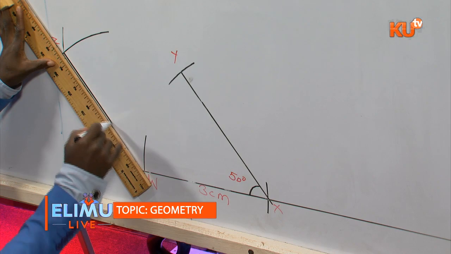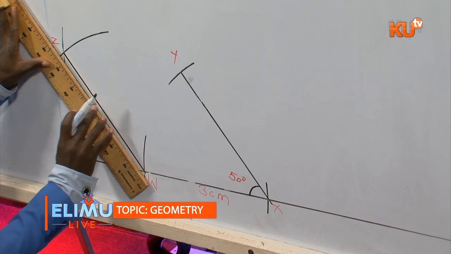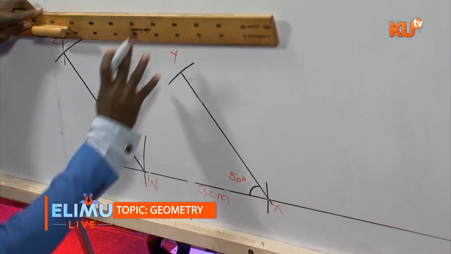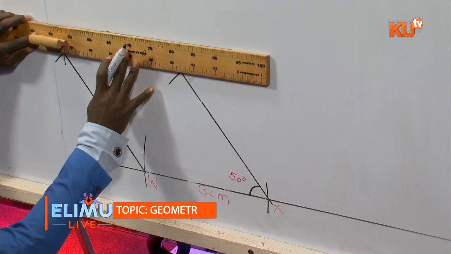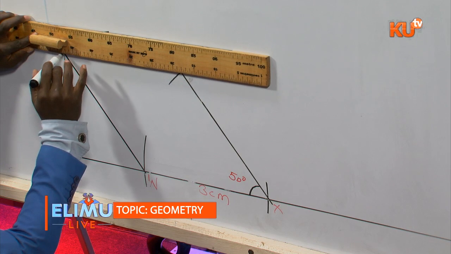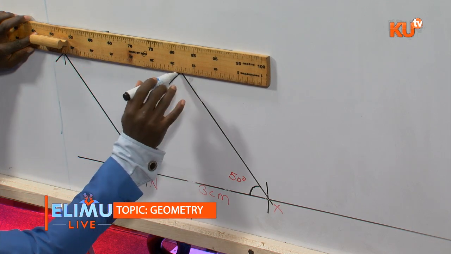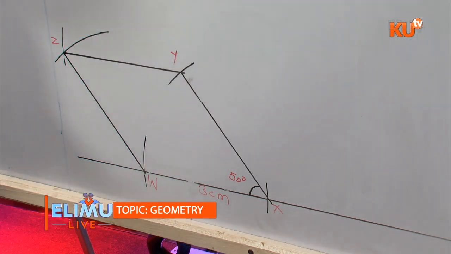I said accuracy is key here. Don't keep on drawing the lines. Just do it once and be very accurate. Again, you come at this point, then you join the line. Your parallelogram, I mean your rhombus, is completely drawn.